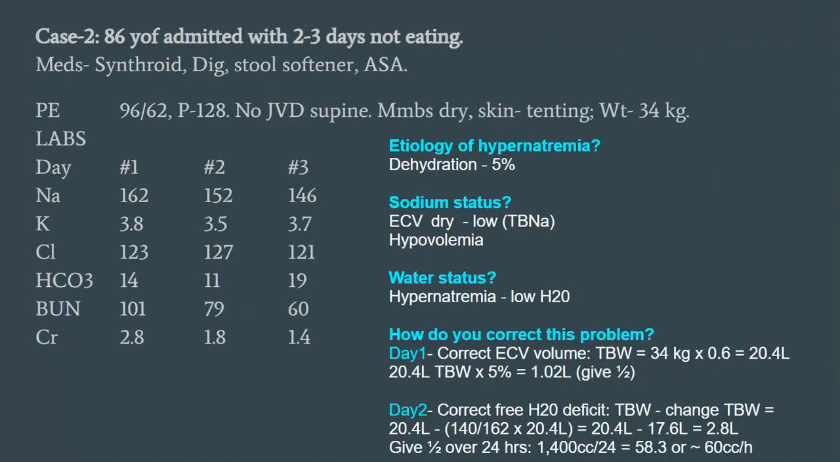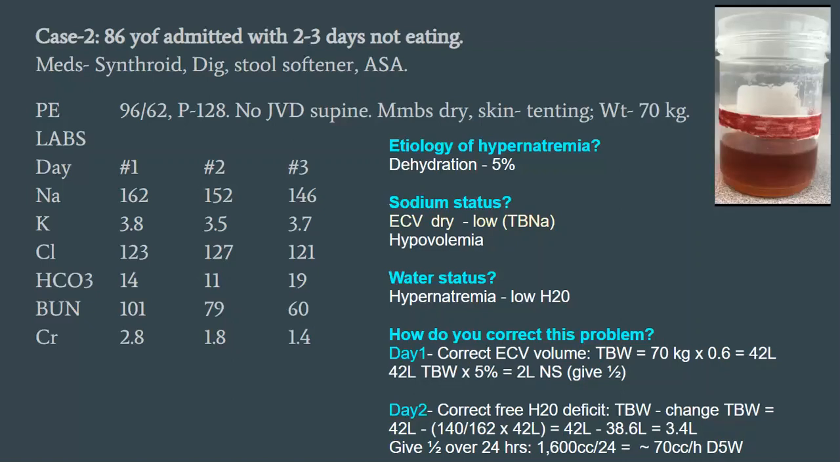And then the other case that we saw at the beginning was the 86-year-old female, 2 to 3 days of not eating. Synthroid, Dig, stool softener, aspirin, blood pressure 96/62, pulse 128, no JVD, dry mucous membranes, skin tenting. Person looks really dried out, don't they? Our mental picture here, we can tell from our physical exam, they are hypovolemic, right? But look, they are hypernatremic. So this is a hypovolemic hypernatremia. This is our mental picture here.